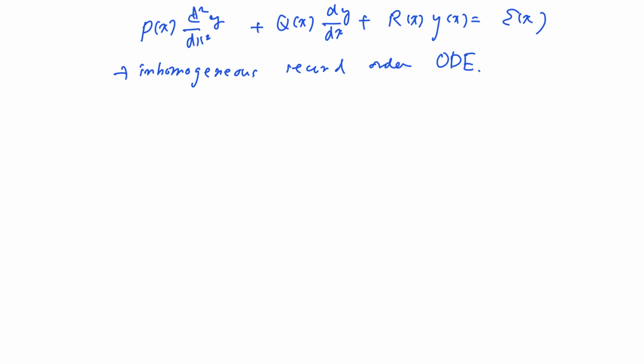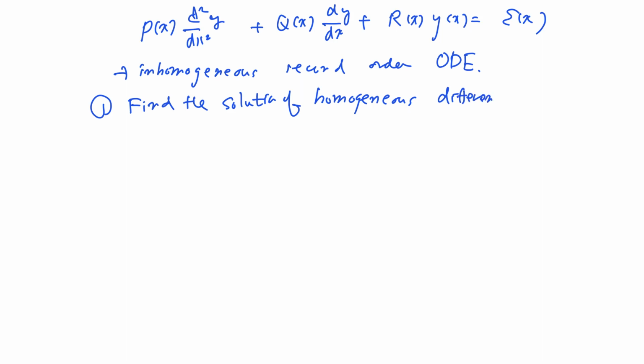Step number 1. Solution of the homogeneous differential equation. That is, P(x) y double prime plus Q(x) y prime plus R(x) y is equal to 0.